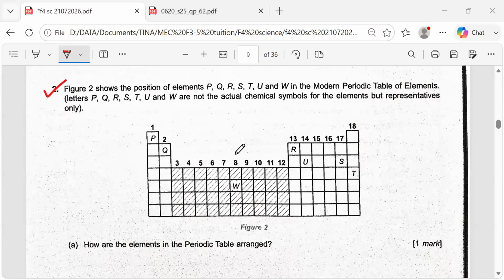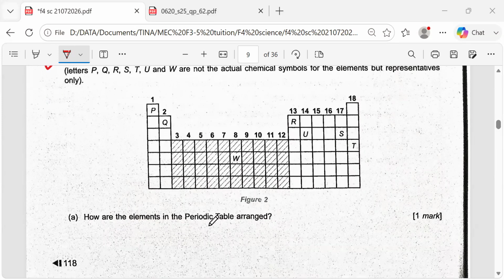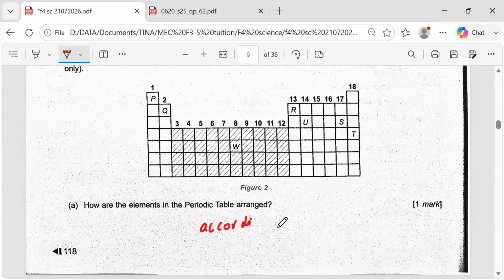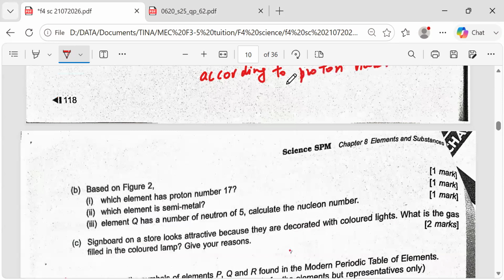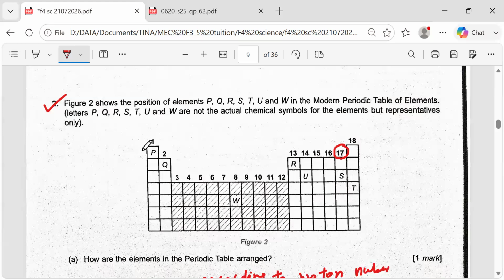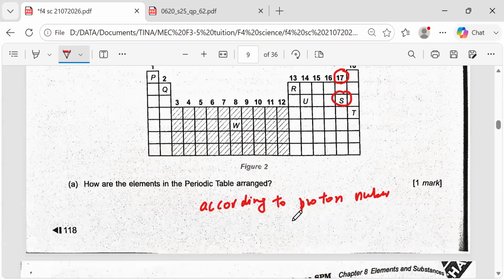Now, how are the elements in the periodic table arranged? They are all arranged according to proton number. So the first one is hydrogen. Hydrogen is 1, helium is 2, lithium is 3. They're all arranged according to proton number. Based on figure 2, which element has a proton number of 17? So you look at group 17. Okay, so you go according to this is 1, 1, 1, 2. So the 17 one is S. Get it?